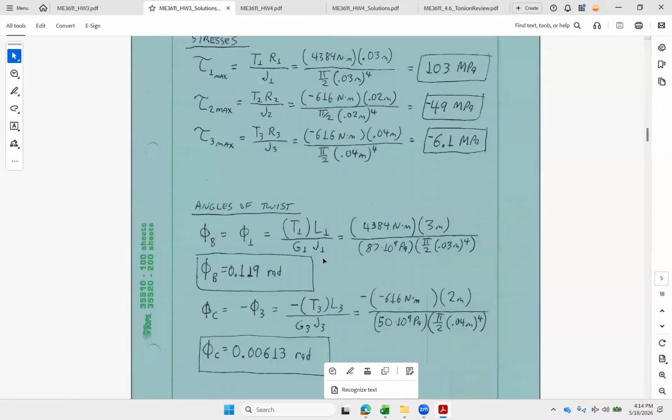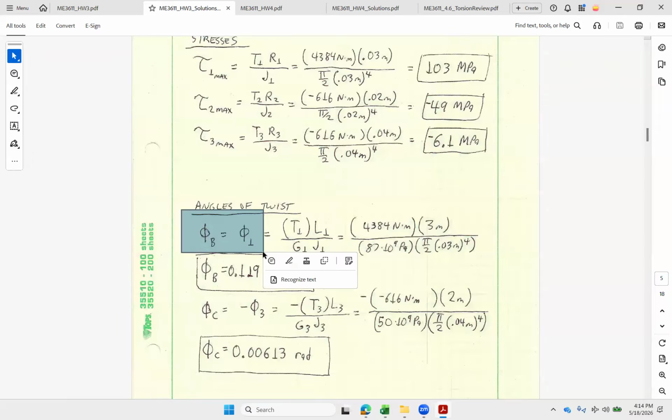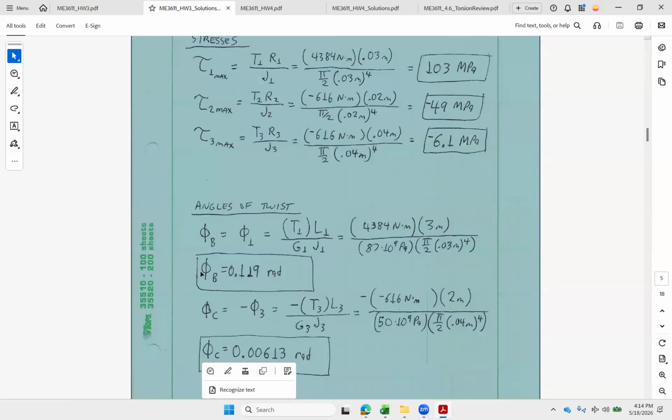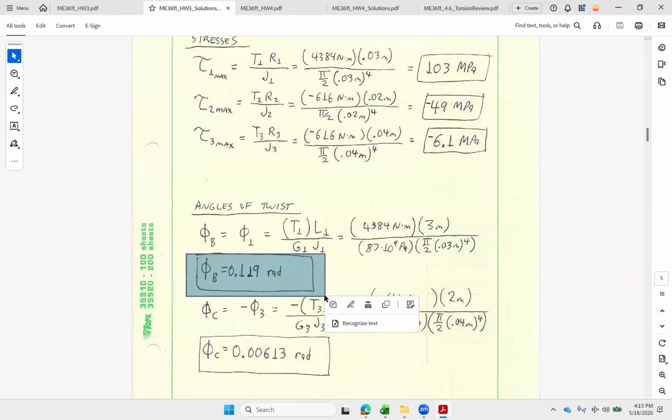And then angle of twist. At point B, we can either do 1 or we could do negative of 2 and negative of 3 added together. Either way, we're going to get 0.119, and that's going to come out in radians. All our units should cancel off, so we're left with a radian angle.